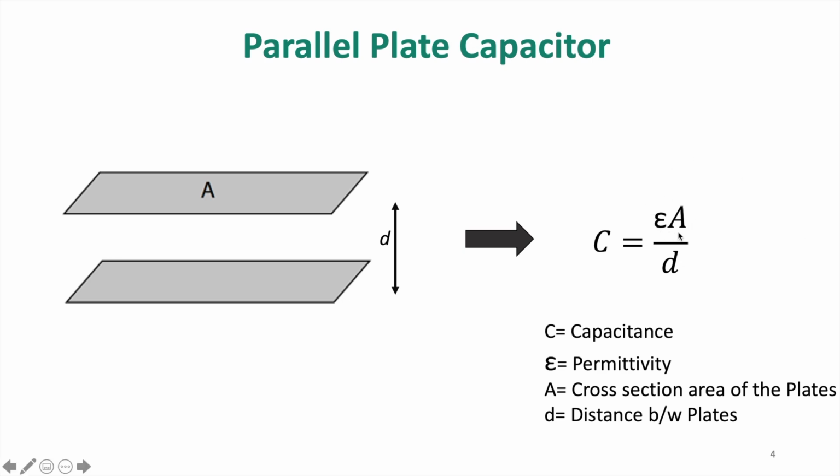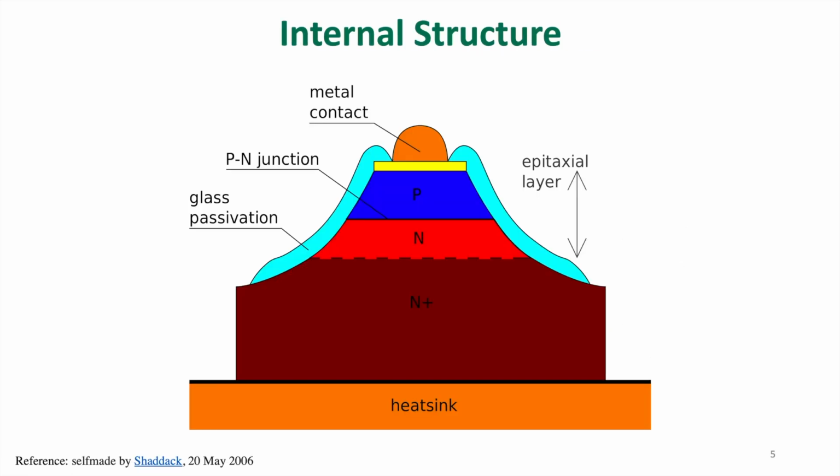For a constant value of epsilon A, if we change the distance between two plates, or in other words, the thickness of dielectric medium, then the capacitance will change. And for the varactor diode, the concept is the same. So here is the internal structure of the varactor diode.